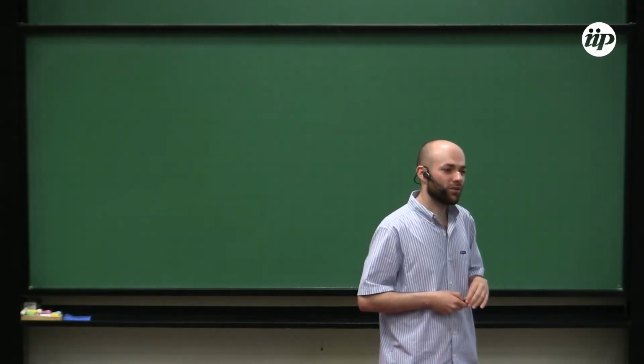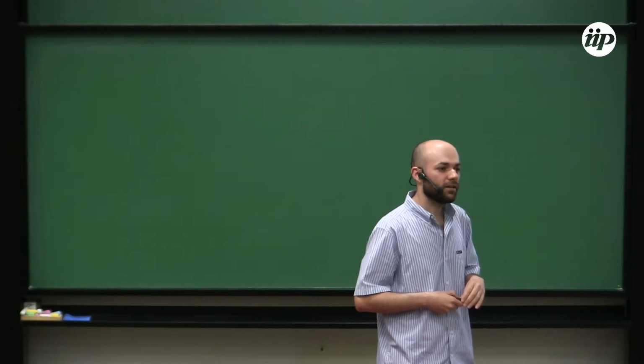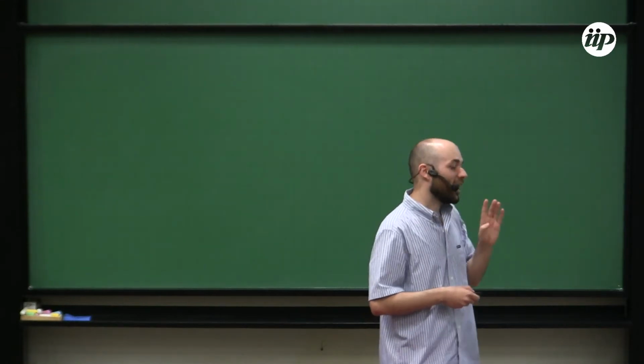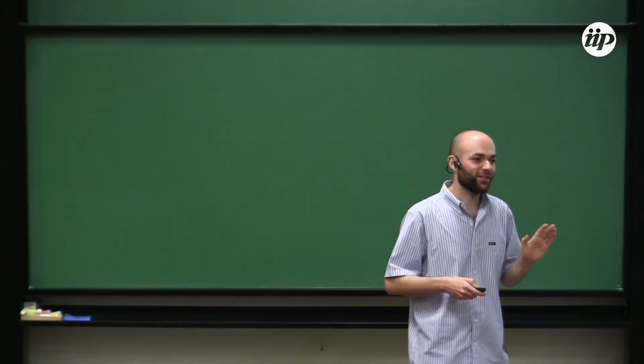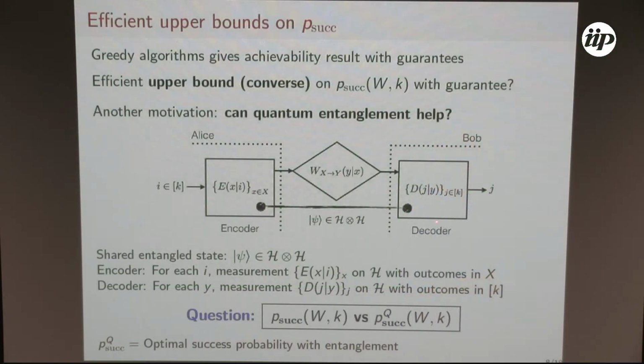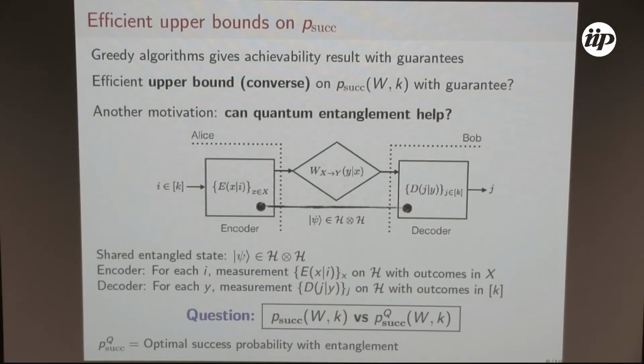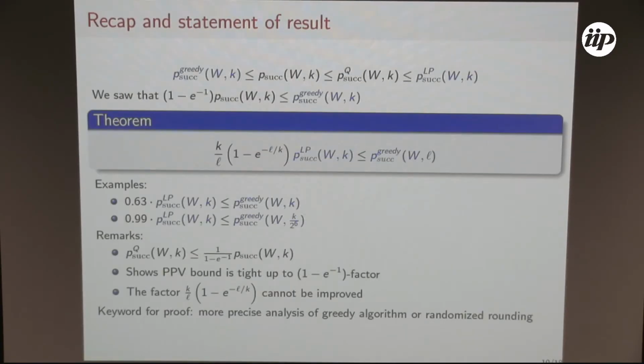So are you talking about the quantum value? Yes. I don't know of an instance, but I know of instances where the classical value is, I don't remember exactly, let's say 0.7, and the quantum value is 0.8. But it never reaches this 1 minus 1 over e thing. So one open question, we don't know.